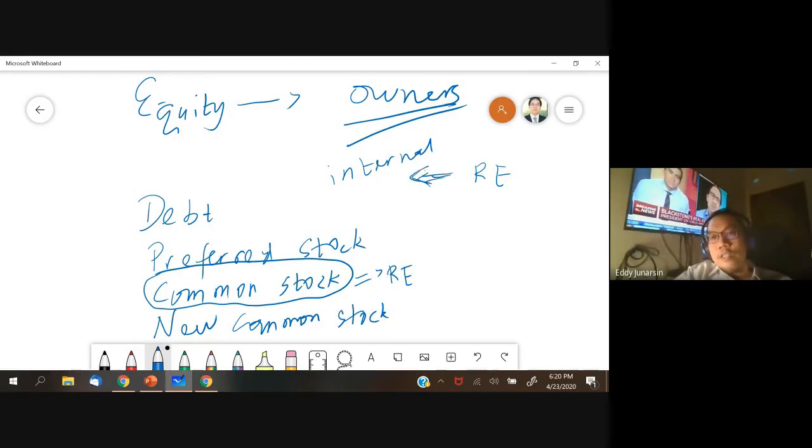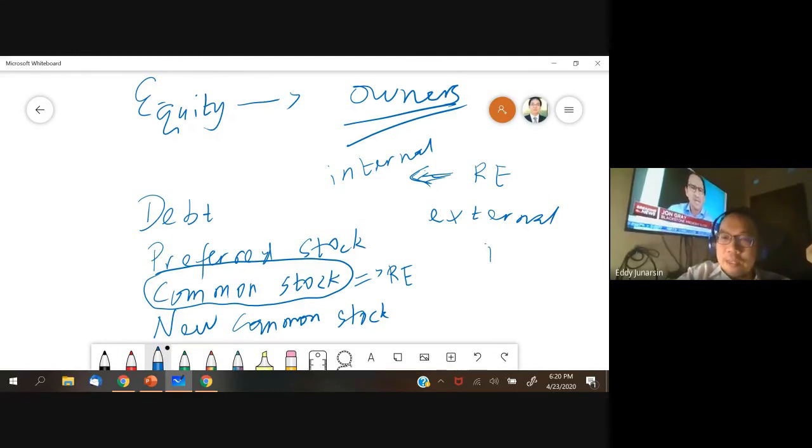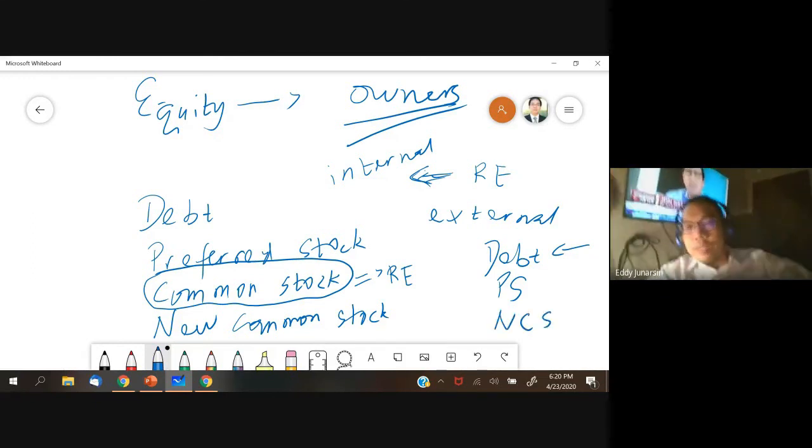And then if it's not enough, then we'll start using external financing. Now starting from what? From debt, right? Debt financing, and then preferred stock, and then of course new stock, right? New common stock or new equity.